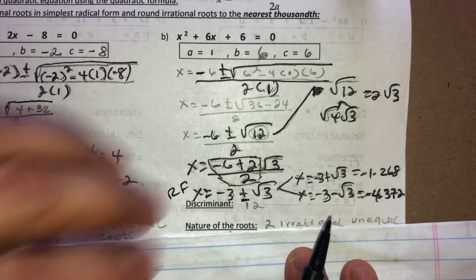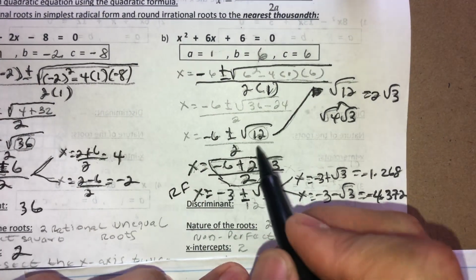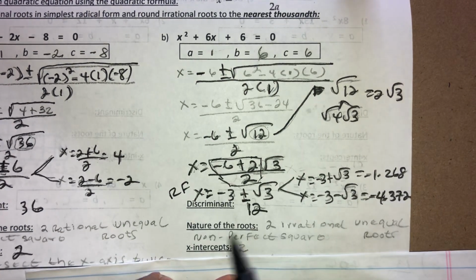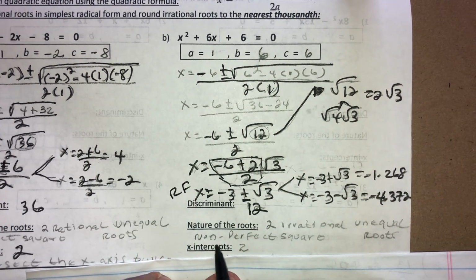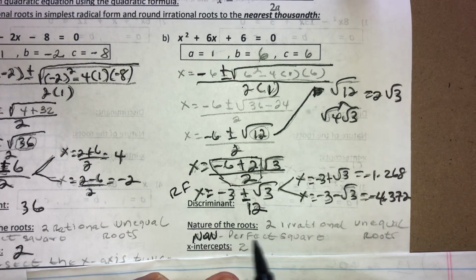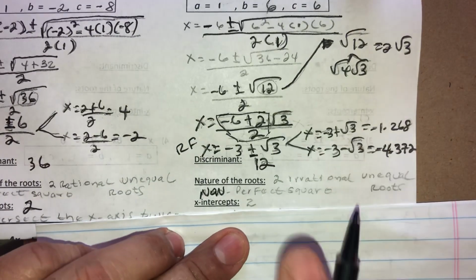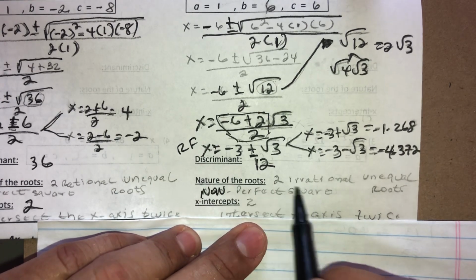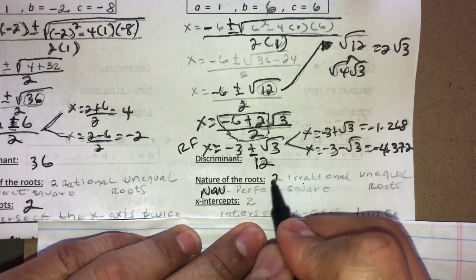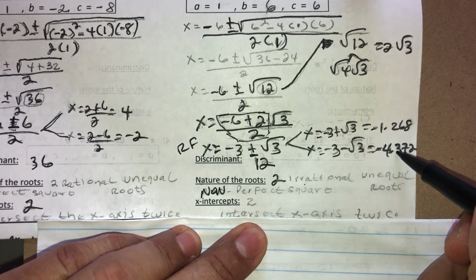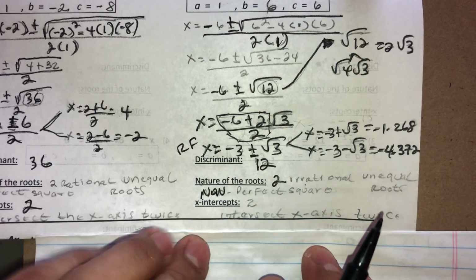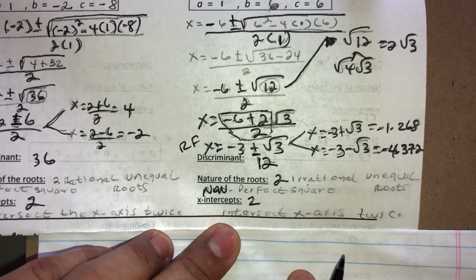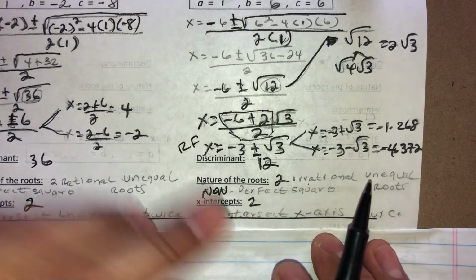Now, let's continue. The discriminant here, remember, is the value under the radical. So the discriminant here is going to be 12. And because it's not a perfect square, then you have two irrational unequal roots, because that's one root, that's the other root. And obviously it will touch the x-axis twice, so it intersects the x-axis twice. That's B.